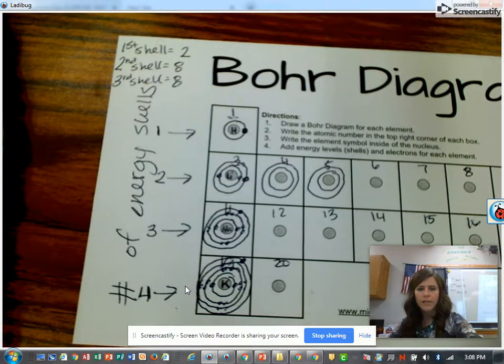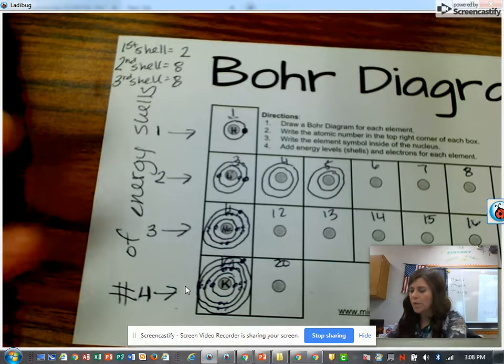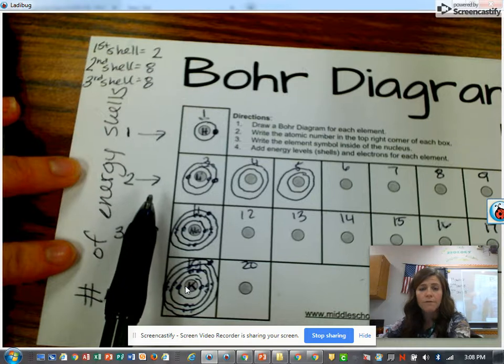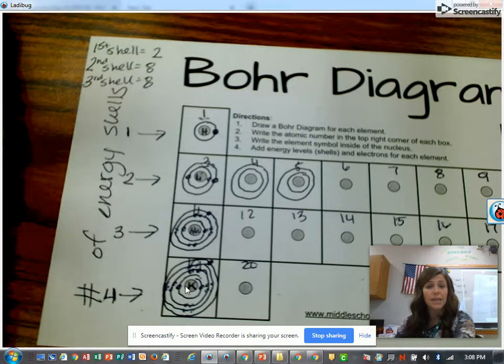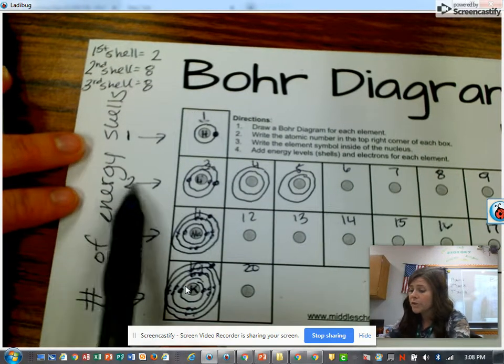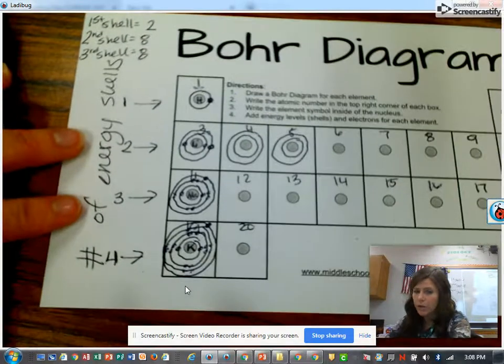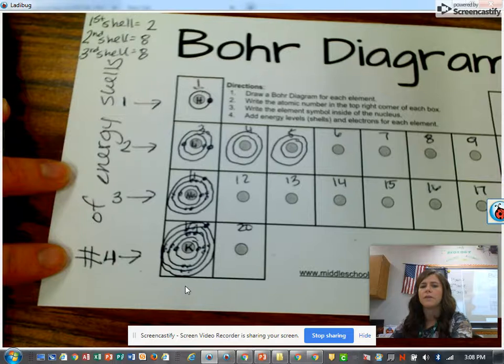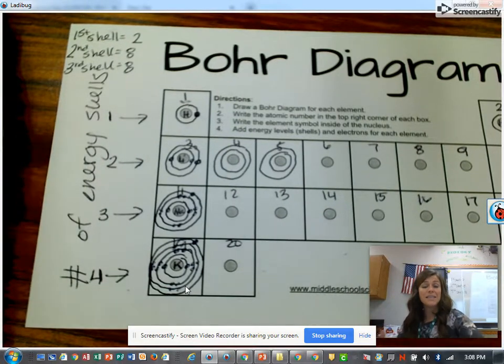Hopefully this helped you out. We know that each period should have the number of energy levels of the period that it's in. So period 2 should have 2 energy levels, period 3 should have 3 energy levels, and period 4 should have 4 energy levels. And so that's just a basic introduction to Bohr diagrams. Hopefully this helped.